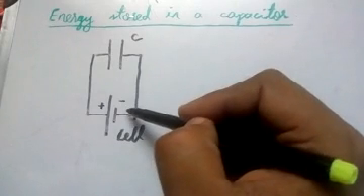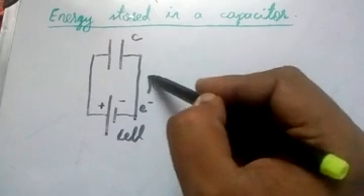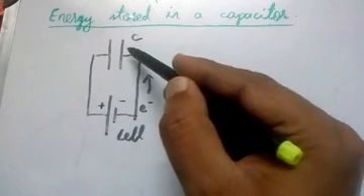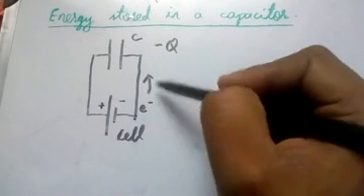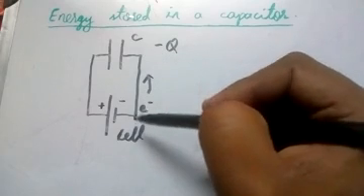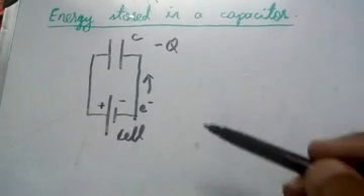Now what happens is the negative end gives electrons. These electrons go from the negative terminal to this plate here. This plate gets a charge minus Q. To move the electrons from one place to the next, the cell or battery must do some work. Okay, let's study about that now.